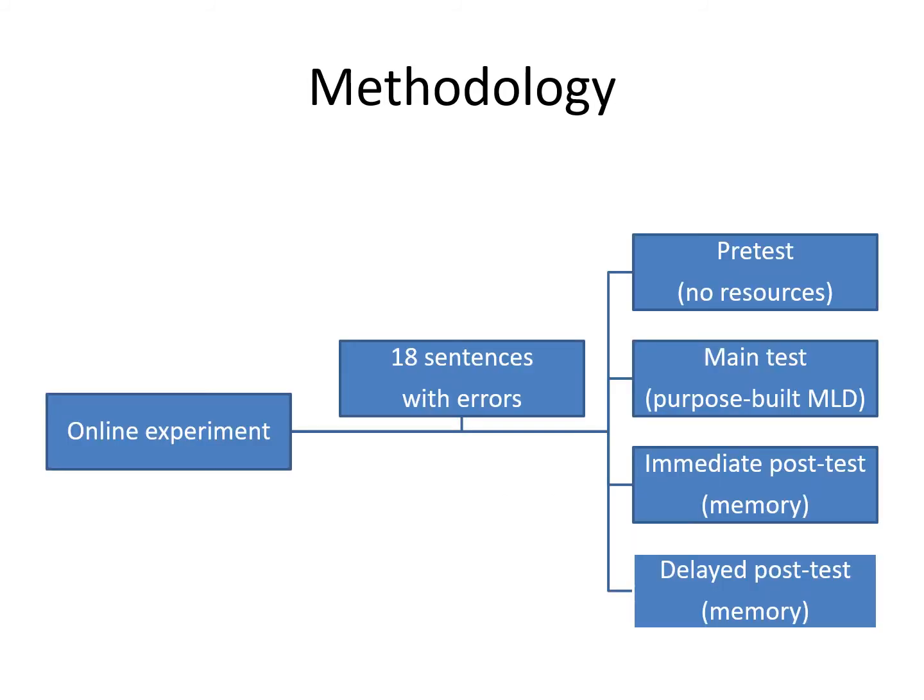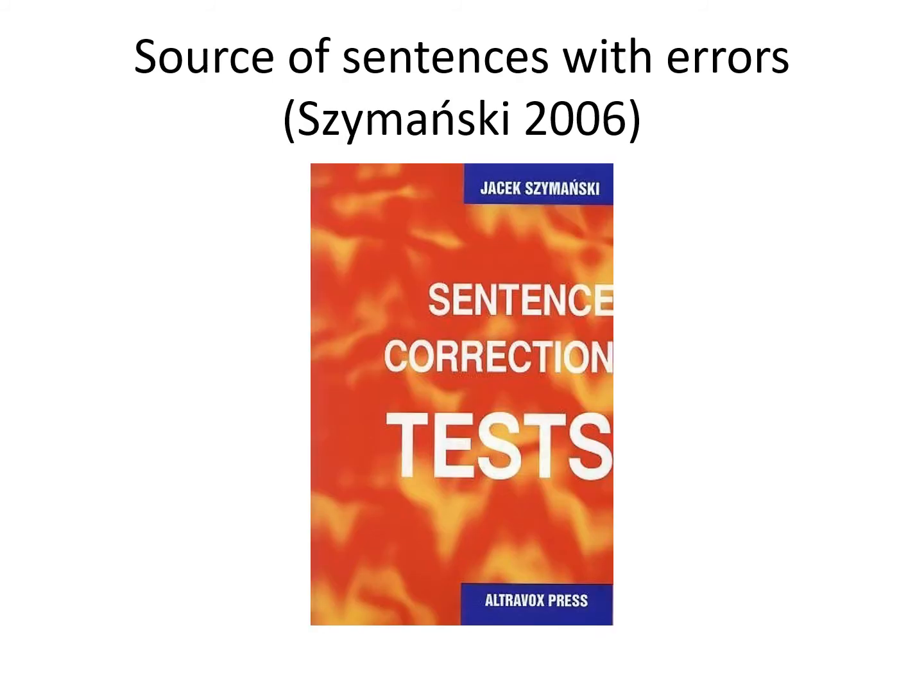To answer the research questions, I carried out an online experiment which consisted of a pre-test, a main test, immediate and delayed post-tests. The delayed post-test was conducted 2 weeks after the immediate one. All of them were built around 18 English sentences with errors. The pre- and post-tests checked the subject's ability to correct the errors without dictionaries. In the main test, error correction was based on monolingual online dictionary consultation. The 18 sentences with errors in grammar were drawn from sentence correction tests.